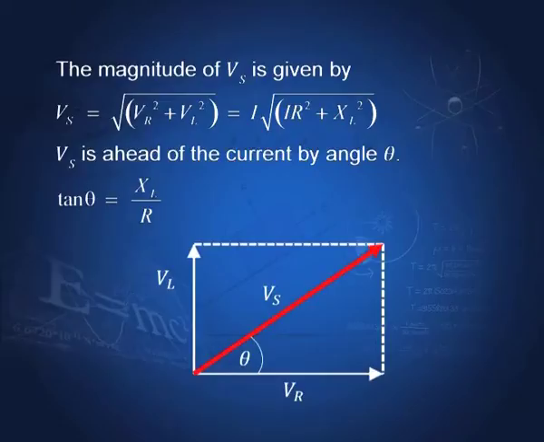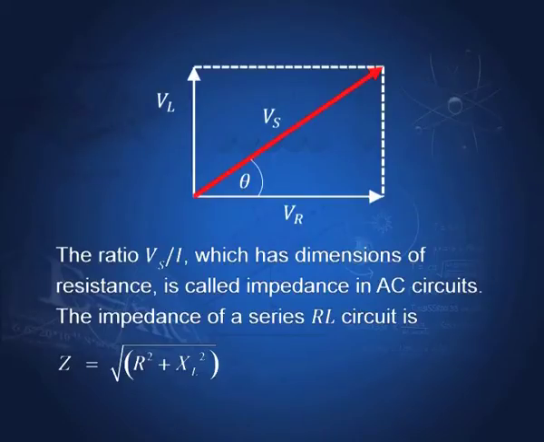So, you can see Vs is ahead of VR by an angle theta, and tan theta is given by XL divided by R. This is VL, which is I times XL, and this is I times R. Therefore, tan theta is XL by R. The ratio Vs by I must have the dimensions of resistance. In AC, this is called the impedance of the circuit. So, the impedance of the circuit is the square root of R square plus XL square.